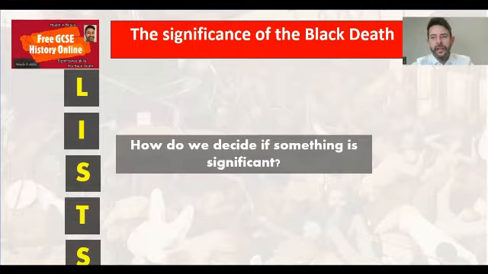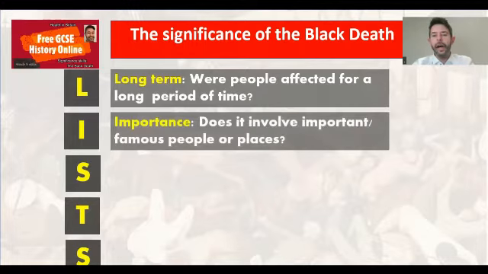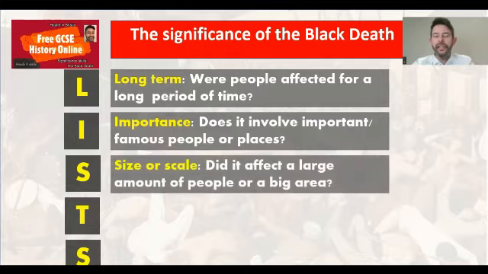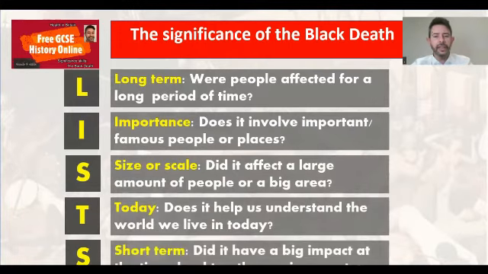LISTS: the idea that something is significant can be broken down into this list of criteria. Something might have an L for long-term impact. It will last for a very, very long time. It might have important people and important places involved in it. It has a large size and scale, lots of people, lots of places involved. It still impacts us today. We still talk about it today as something significant. Or it has a really big short-term impact and leads to another major event. The assassination of Archduke Franz Ferdinand was a particularly significant assassination that led to the First World War, which would be a good example of that.